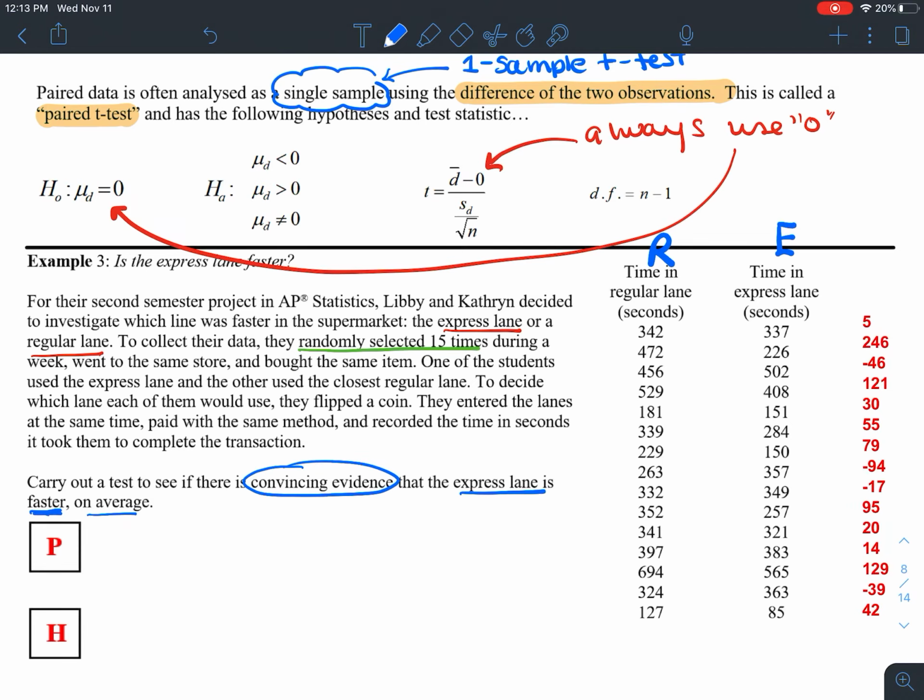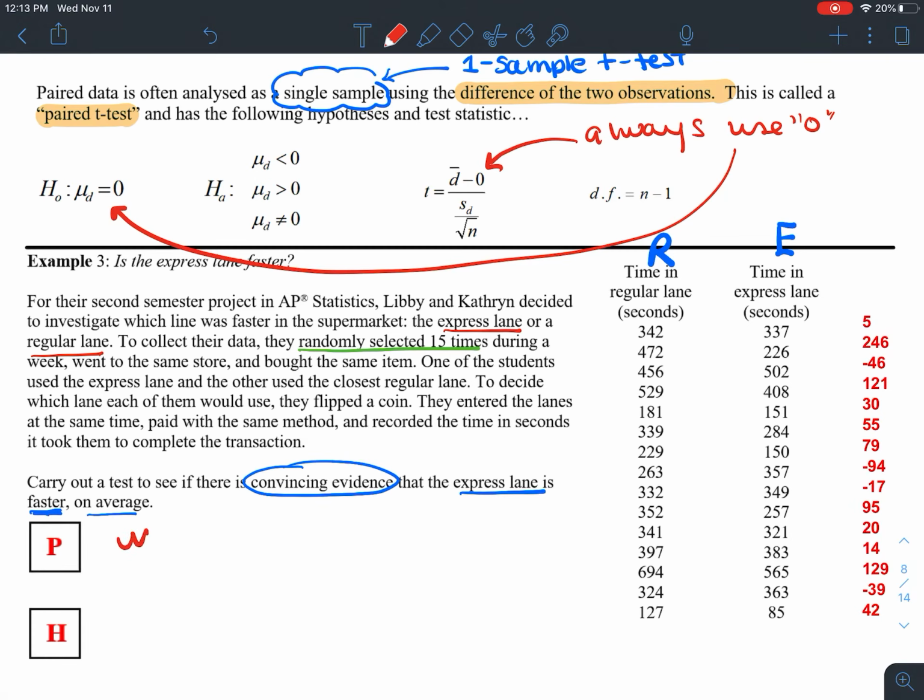Now we're really wanting to compare the two of these, and so what we're after is we don't want these two different sets of data. We want to find what is the difference between these. Is the express lane faster than the regular lane?